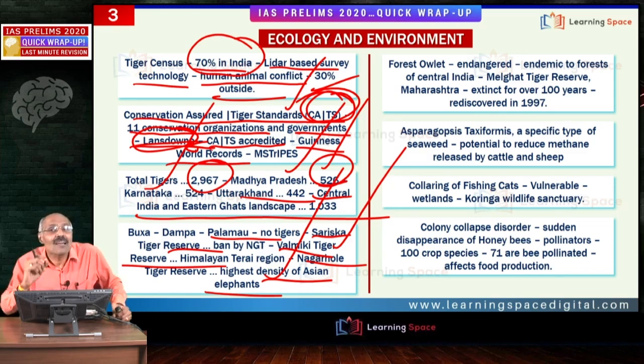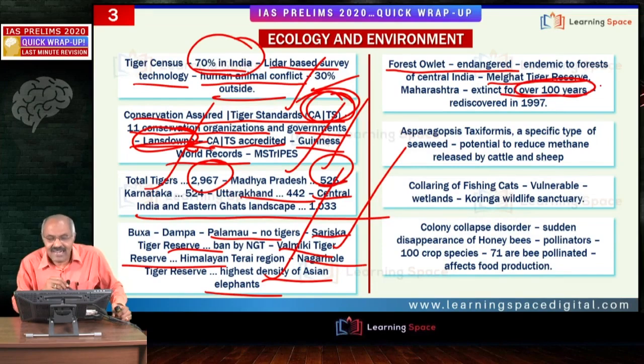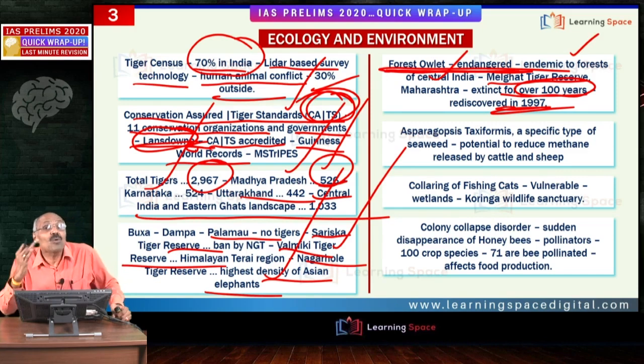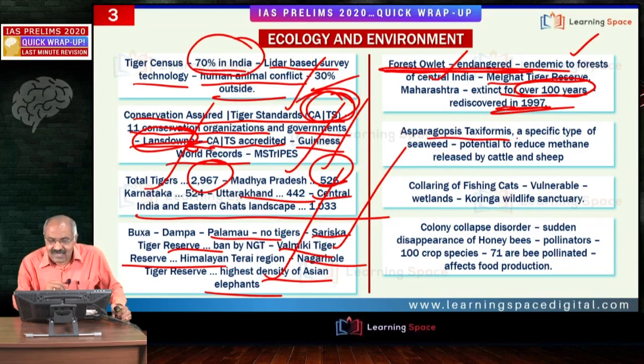Friends, another one, Melghat Tiger Reserve, is also in the news. Please do not forget, Melghat Tiger Reserve is also in Maharashtra. It is in the news for some other reason. This is the forest owlet, an endangered species which was thought extinct for over 100 years, rediscovered in 1997. And there is some program to protect the forest owlet. In that context, this is in the news. And it is endemic to forests of central India, don't forget. So friends, from your examination perspective, please don't forget, forest owlet, some conservation program is going on in Melghat Tiger Reserve, right?